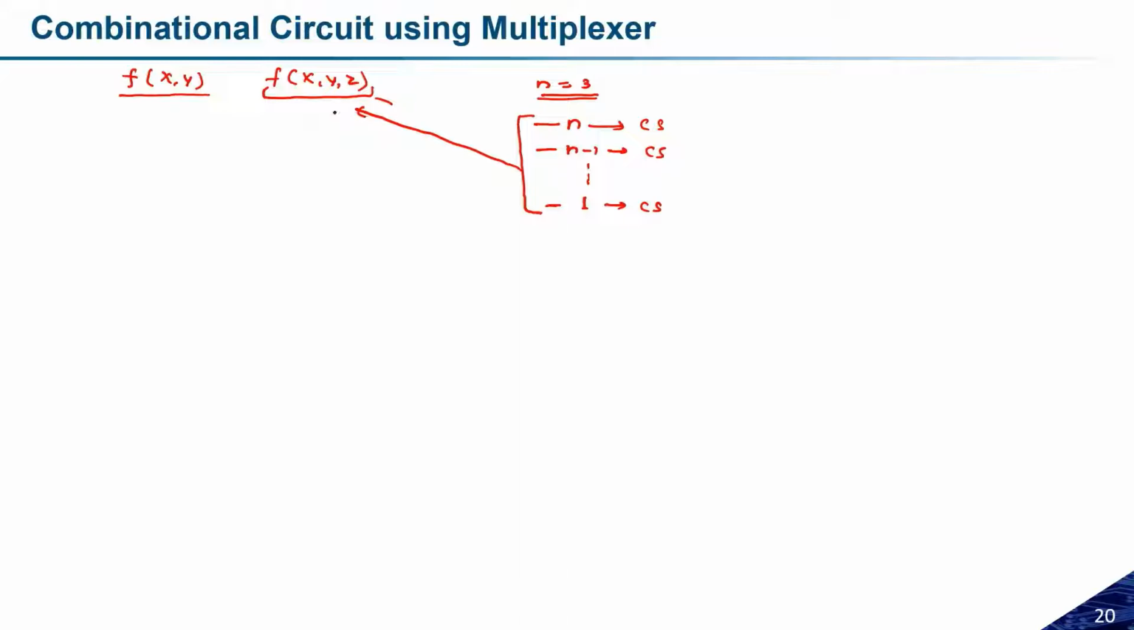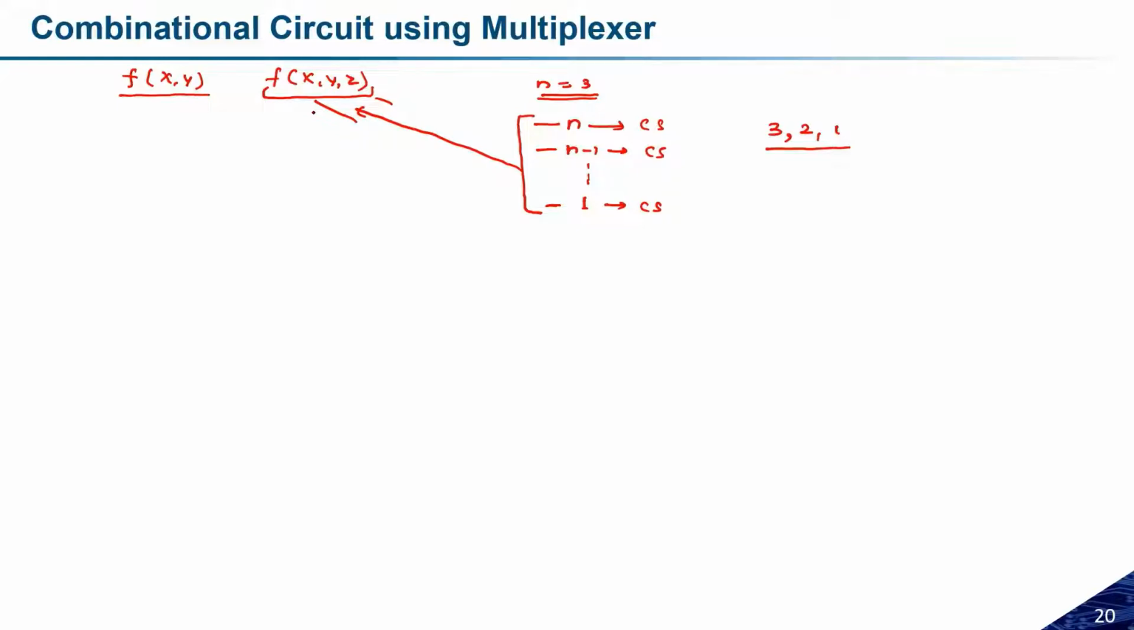So if n is equal to 3, the multiplexer having 3 control signals, the multiplexer having 2 control signals, and the multiplexer having 1 control signal can be utilized to implement the function having 3 variables. And similarly, it is applicable for other cases.